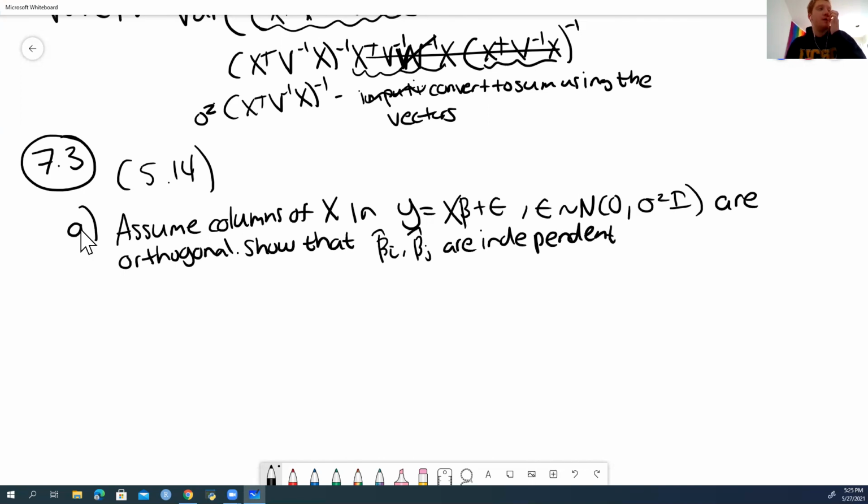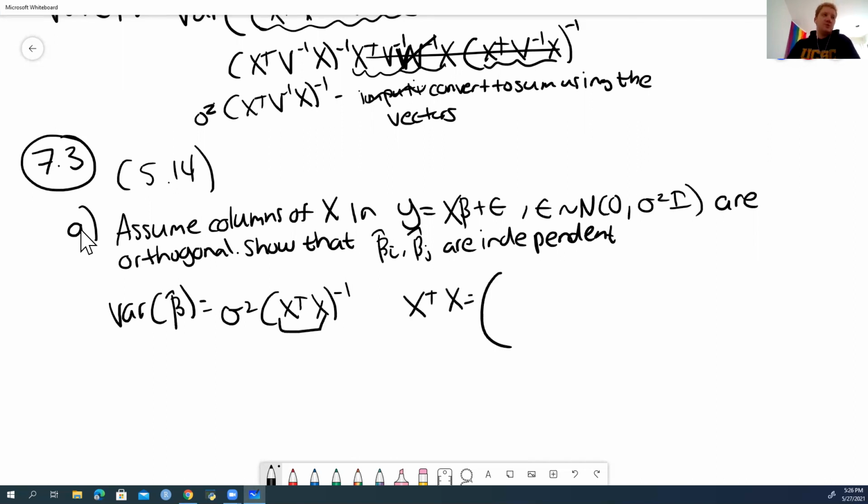Okay, so this one's not too difficult, but all you have to remember is that the variance of the beta vector is going to be equal to sigma squared x transpose x inverse. So remember what x transpose x will look like. X transpose x is just going to be, so each of these is the inner product between the positions it's in. So the diagonal would be x1 transpose x1, x2 transpose x2, and so on to xn transpose xn. And this one, for example, would be x1 transpose x2, and this x1 transpose x3, so on and so forth.